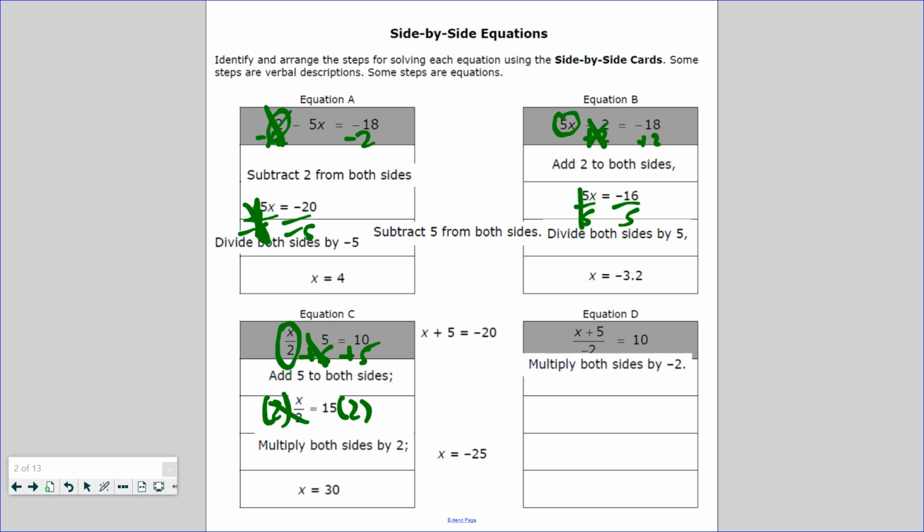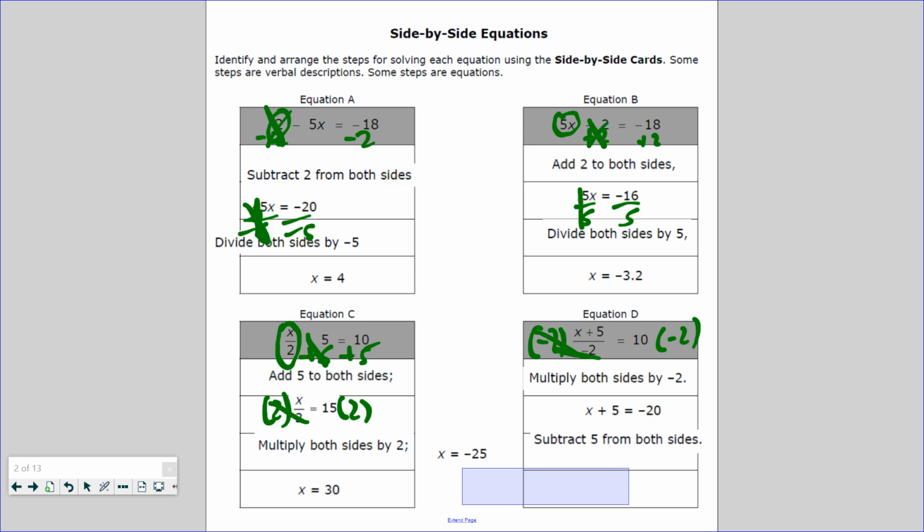I need to multiply both sides by negative 2. So if I multiply both sides by negative 2, this cancels out. So x plus 5 equals negative 20. And how can I isolate my x? I need to do the inverse of plus 5, which is subtract 5 from both sides, and x equals negative 25.